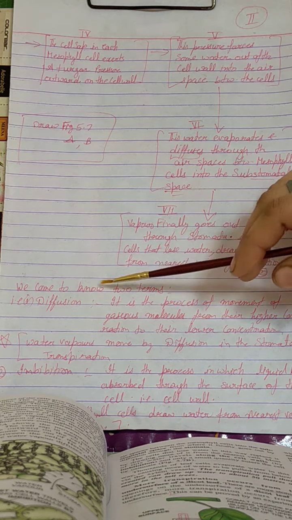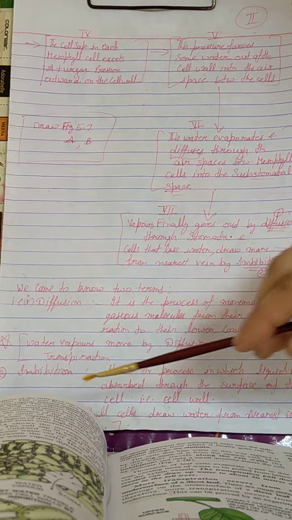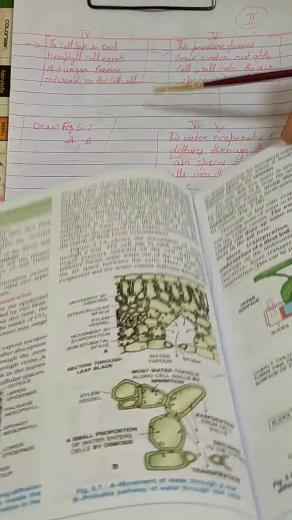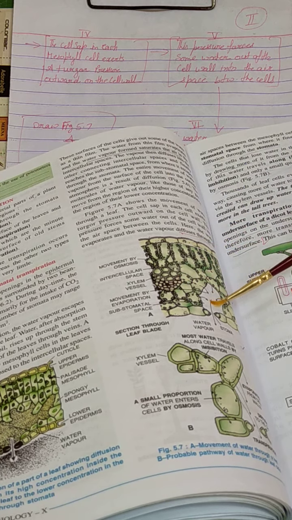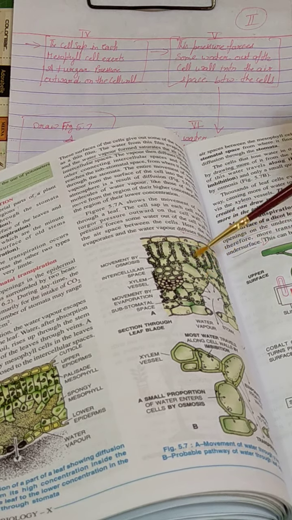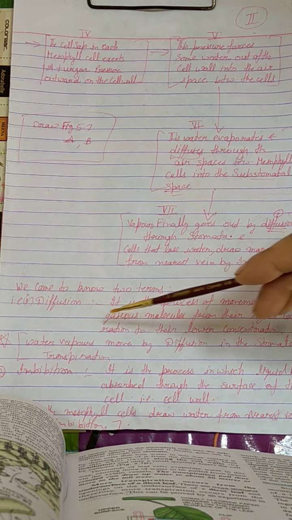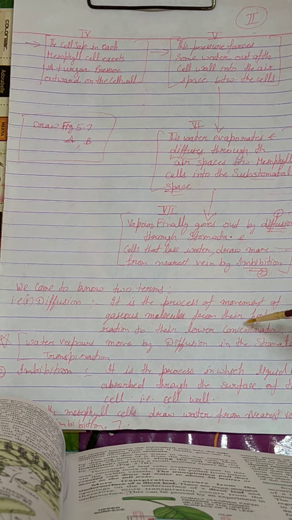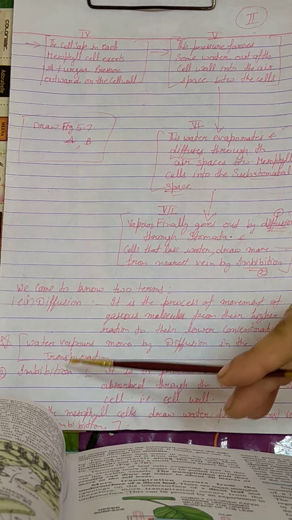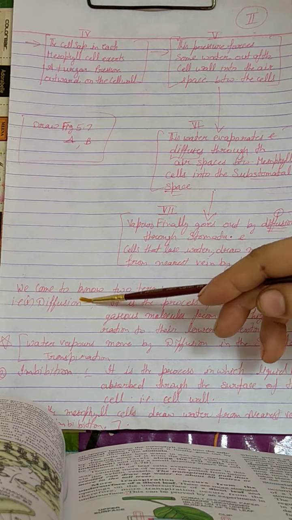Here we have to keep in mind two terms: first is diffusion and second is imbibition. Water vapors move inside the leaf through diffusion from high concentration to low concentration, and water moves from vein to cell by the process of imbibition. So you should know what diffusion and imbibition are. Diffusion is the movement of gaseous molecules from their higher concentration to their lower concentration. Imbibition is direct absorption of some liquid from the surface of a body. So these two processes occur; keep it in your mind.